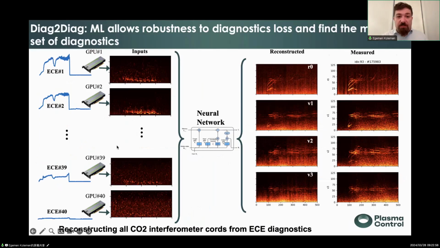So we have the interferometer and ECE, electron cyclotron emission, with 40 channels, and then we try to predict the CO2 interferometer. So these are totally different, independent diagnostics. They have nothing to do with each other. But it turns out there's enough information here to reconstruct pretty much the main points of this diagnostic.